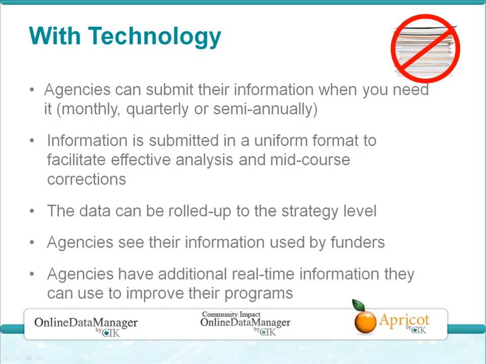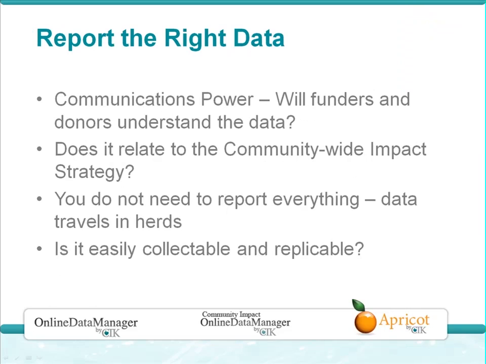When you collect the information using technology, you can roll the data up at the strategy level. You can find the 5 programs that are working on a particular program and roll those together as a strategy and see the kind of results you're having both individually as well as collectively at the strategy level. And I'll show you some examples of that in a few minutes. And finally, agencies have additional real-time information that they can use to improve their programs. So the use of technology can really help us do that as we move forward.